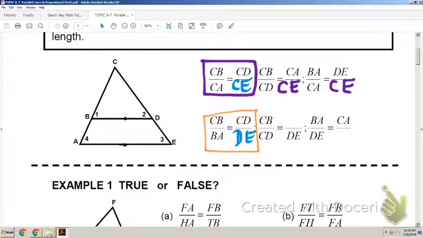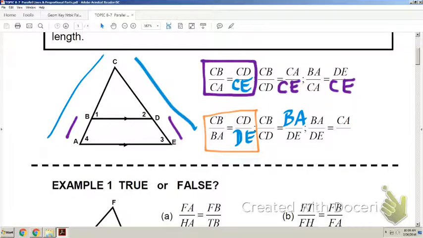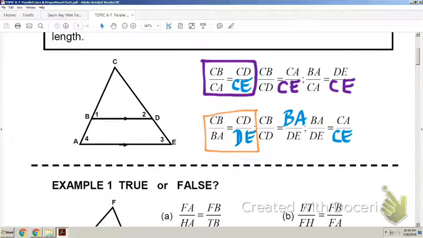Okay, this next one is CB over CD equals something over DE. So the missing piece would be BA. And then the last one would be BA over DE equals CA, the whole thing, over CE. So those are 6 different ways you could set up the proportion. And like I said, the orange one, that's my favorite because you don't have to find the total. But you can use any of these that you want.